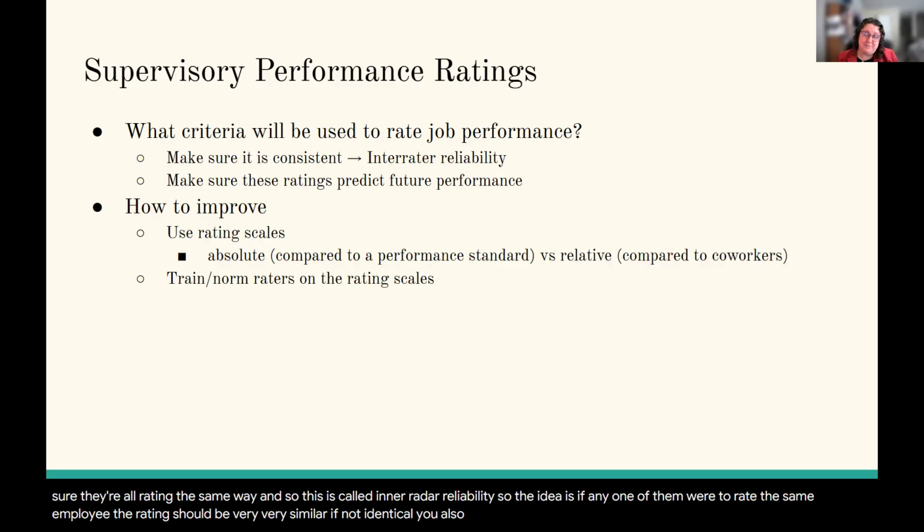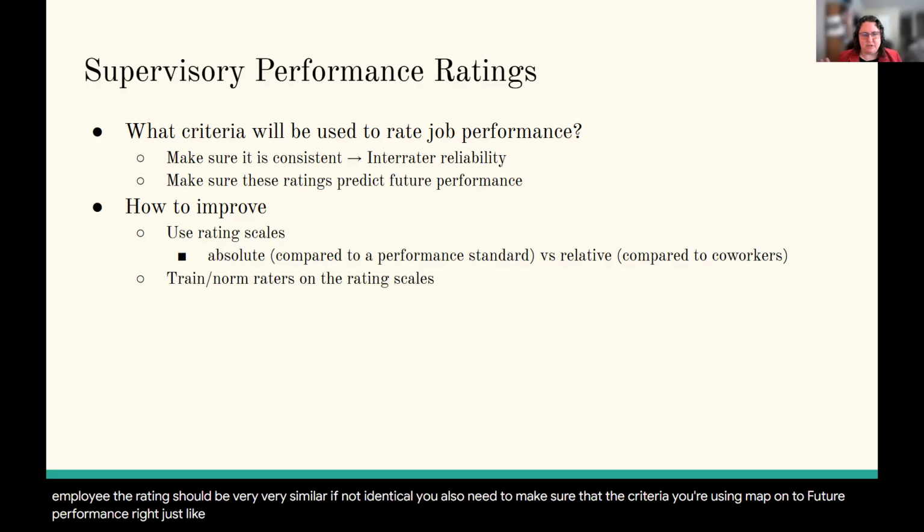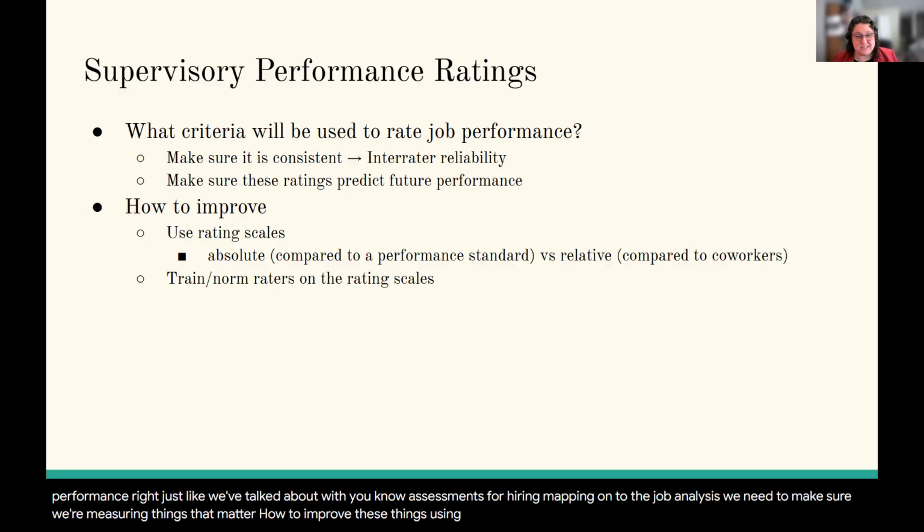You also need to make sure that the criteria you're using map onto future performance, right? Just like we talked about with assessments for hiring, mapping onto the job analysis, we need to make sure we're measuring things that matter. And then think about how to improve these things using rating scales.